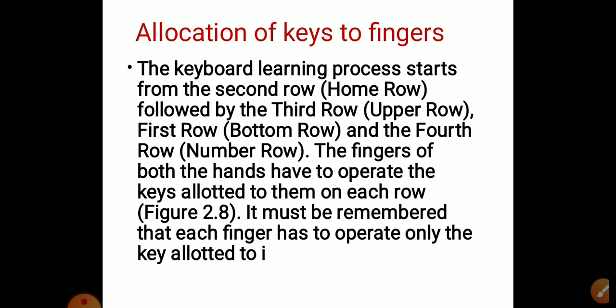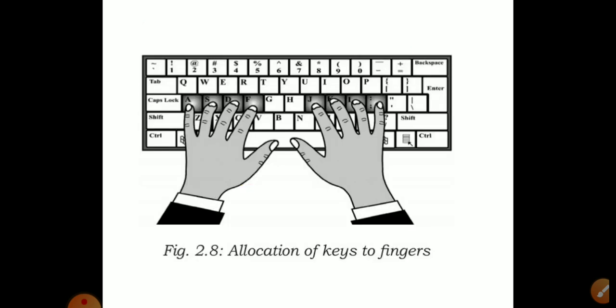The fingers of both the hands have to operate the keys allotted to them on each row. It must be remembered that each finger has to operate only the key allotted to it. Look at the figure now. This is what I have already shown you, how to place your fingers.